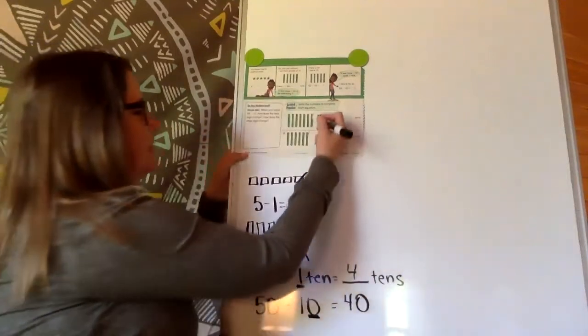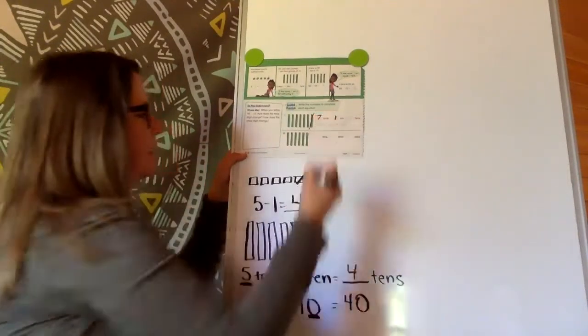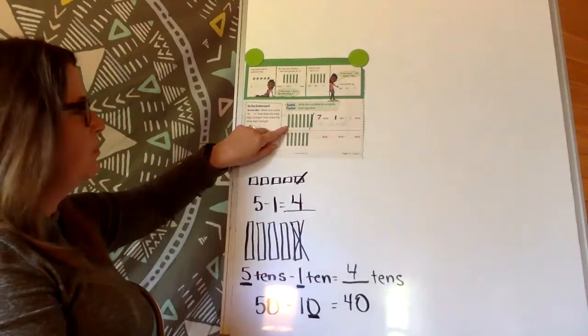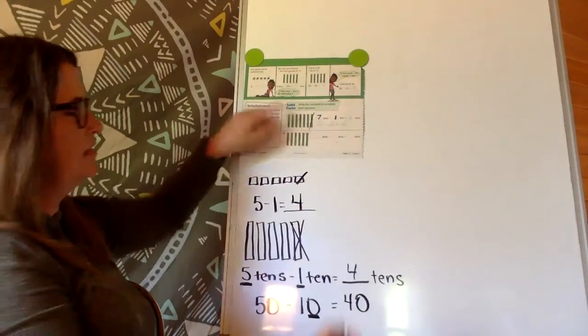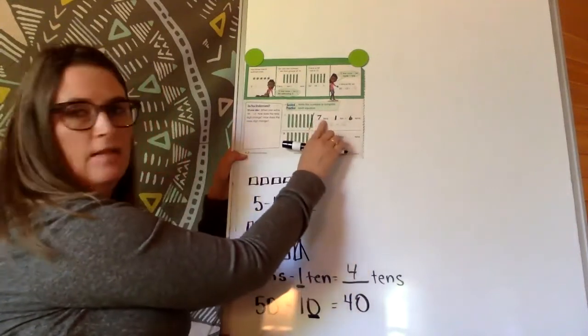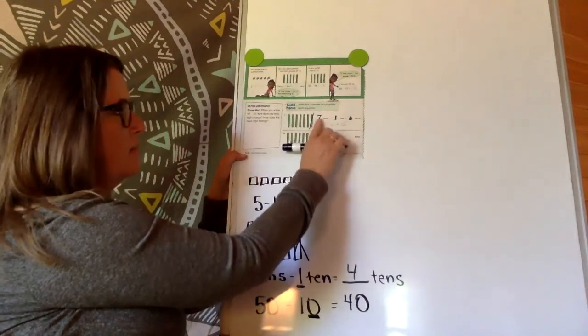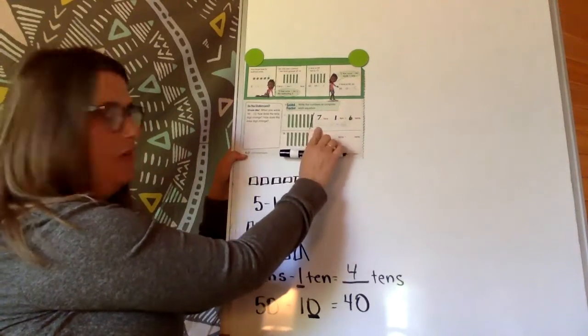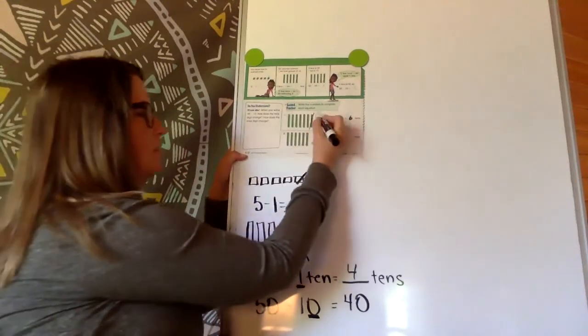So when they take that 1 10 away, how many 10s does that leave them? 1, 2, 3, 4, 5, 6. Okay, so it leaves 6 10s. And again, they've used a digit and the word 10s. Okay, so now we're going to take that and we're going to put it in number form. So 7 10s equals 70.